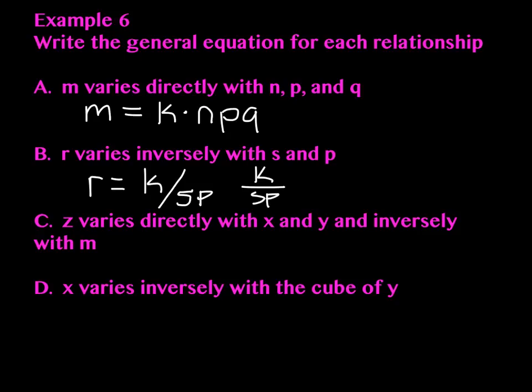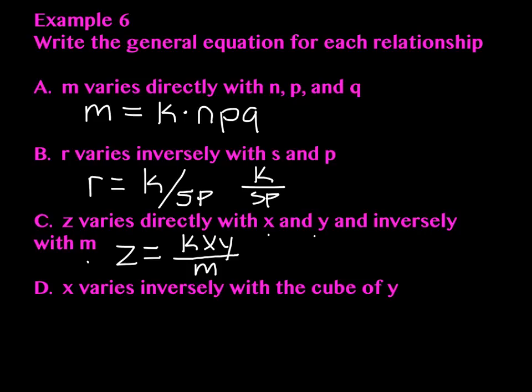All right, z varies directly with x and y and inversely with m. Z varies directly with x and y, so I want kxy. And inversely, we put it all over m. Some people want to look at this, they want to go kxy, k divided by m, and then think maybe there's two different k's. It's one k times x and y and divided by m, all in one thing.